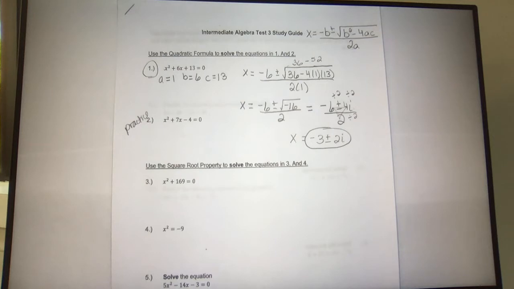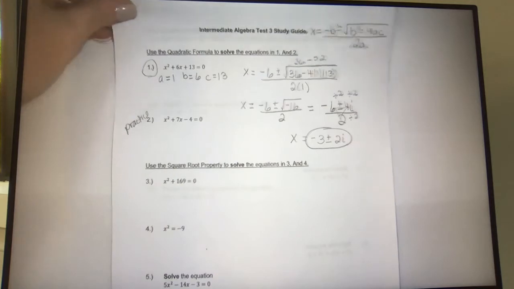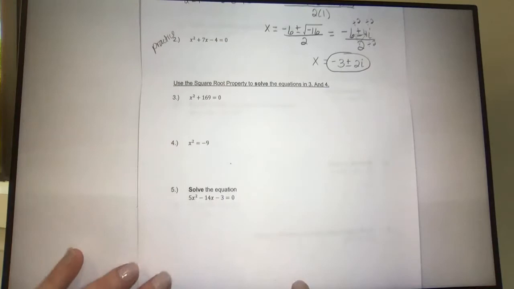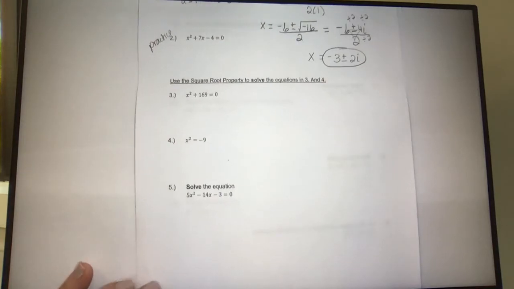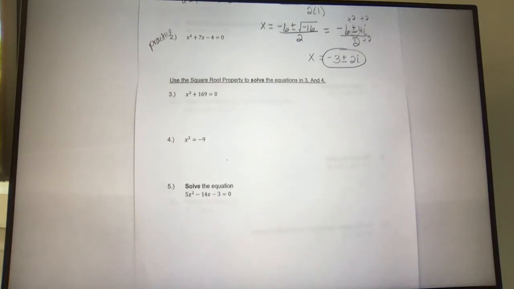Okay. All right, let's look at number 3 and 4. Number 3 and 4 say, use the square root property. This is the one that I feel like if students are going to forget something, this is the one they forget because you may not be familiar with it. But think about the name. If the name is square root property, what are you going to have to do at some point? Take a square root, right? So if you forget, just think about that.